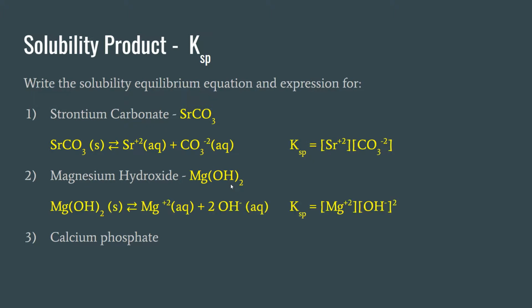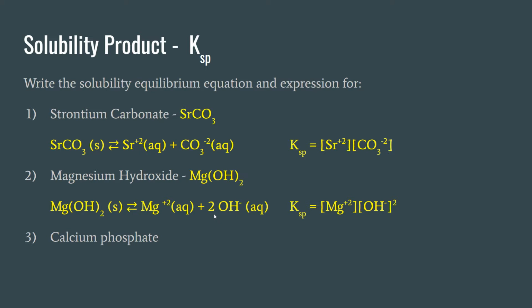Writing the equation, I'll see the magnesium hydroxide solid breaks apart into the magnesium plus 2. The hydroxide has a minus 1. There are 2 of them because every time this dissociates, it's going to produce 2 hydroxides. So in the Ksp, we're going to see that square on the hydroxide because its coefficient is a 2.